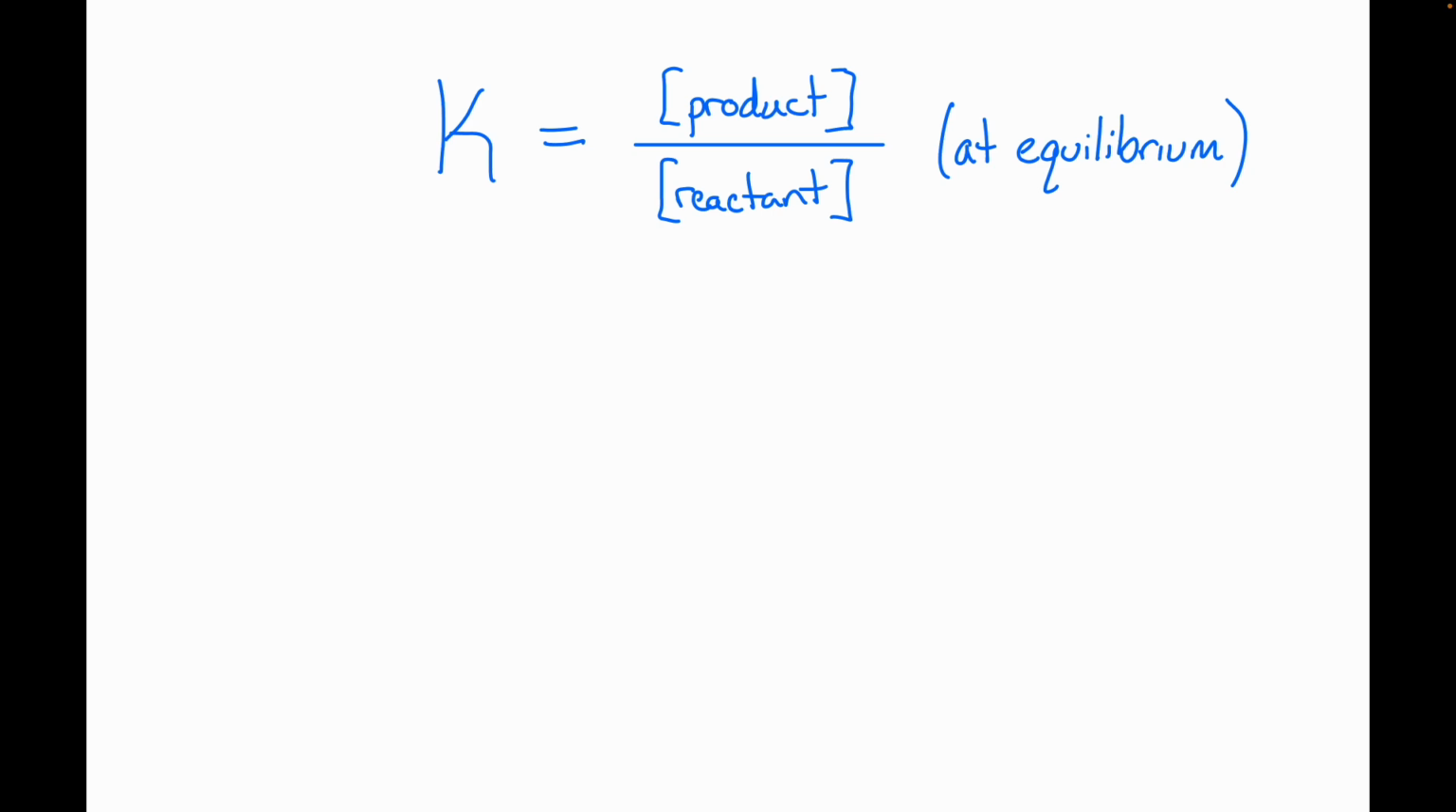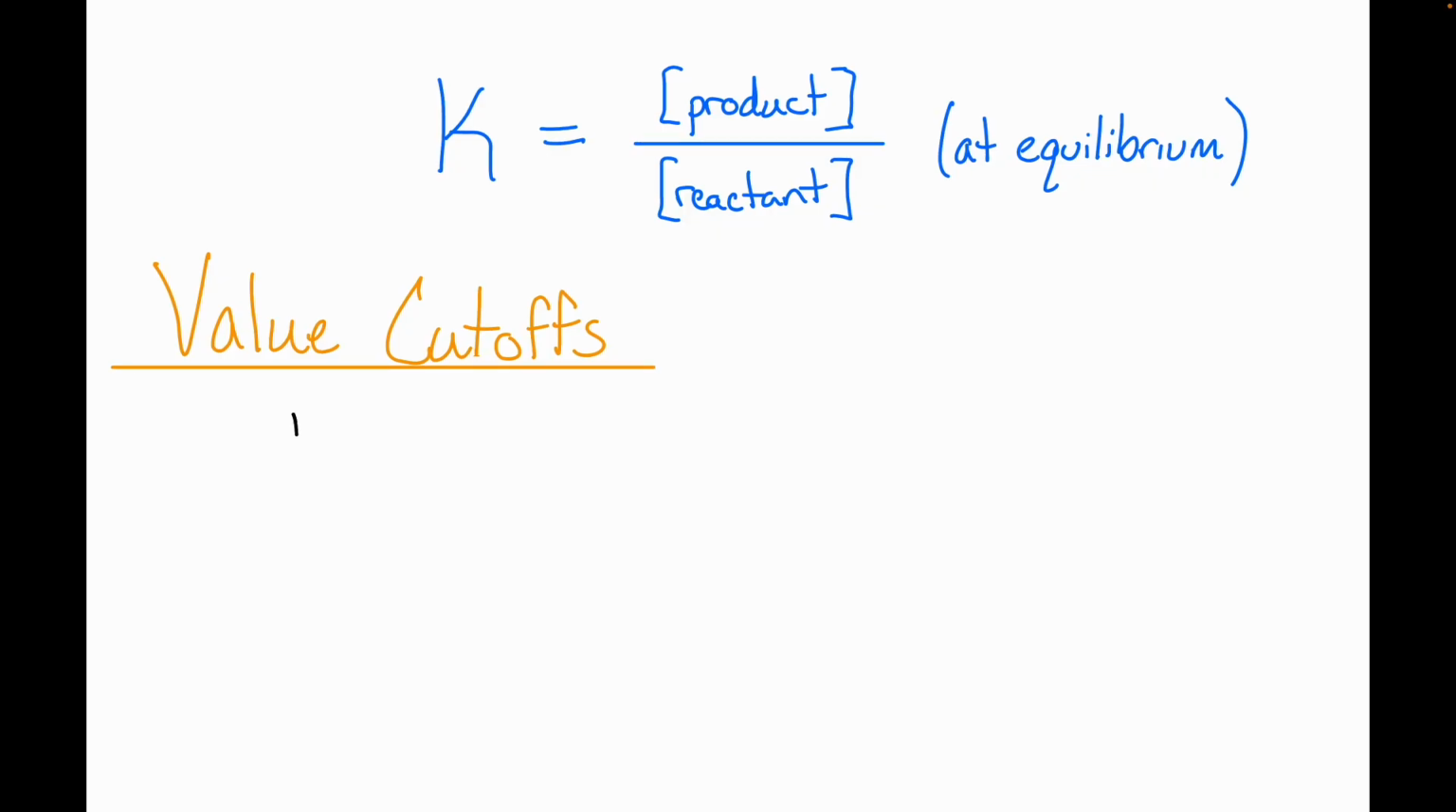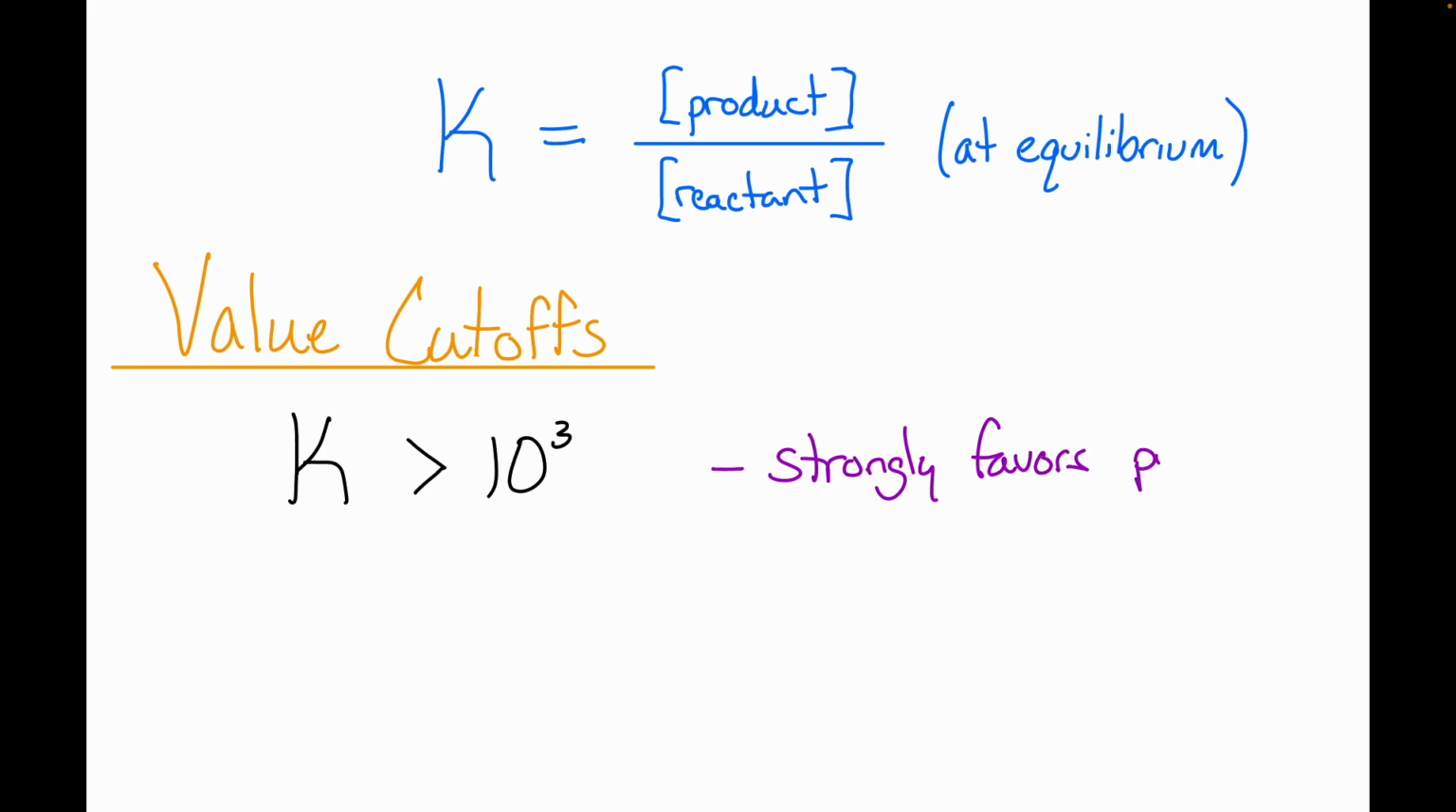But we go a little bit further, all right? We say that if K has a value, so let's just mark this, our value cutoffs. If K is a super big number, and the cutoff that we use is 1,000, 10 to the 3, we would say that this reaction strongly favors the products. You're going to have over 1,000 times more product molecules than reactant molecules at equilibrium. So this one would strongly favor the products.